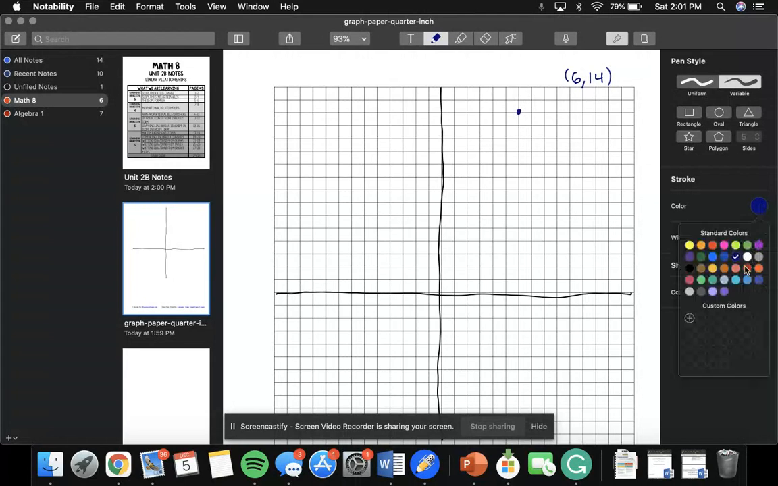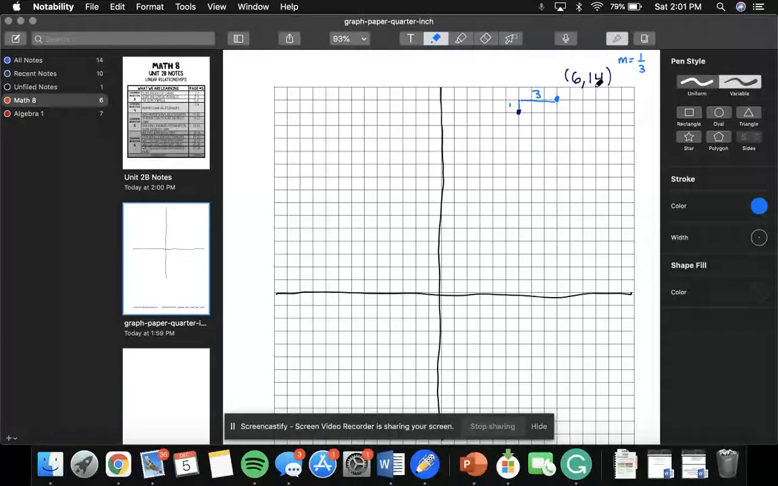I also know that the slope is 1/3. So I'm going to create another couple points by going up 1 over 3. So I did 1 to 3, and I could do it again if I wanted to. But my goal is to figure out where it crosses back here. So I'm going to follow the pattern backwards. And so I see that it crosses at 2, 4, 6, 8, 10, 12. So it crosses at (0, 12).